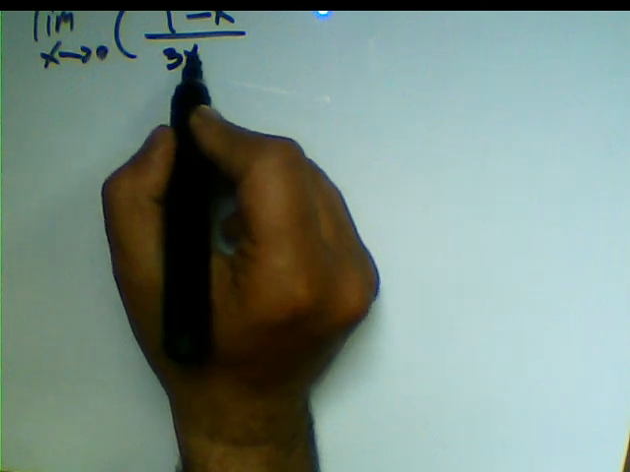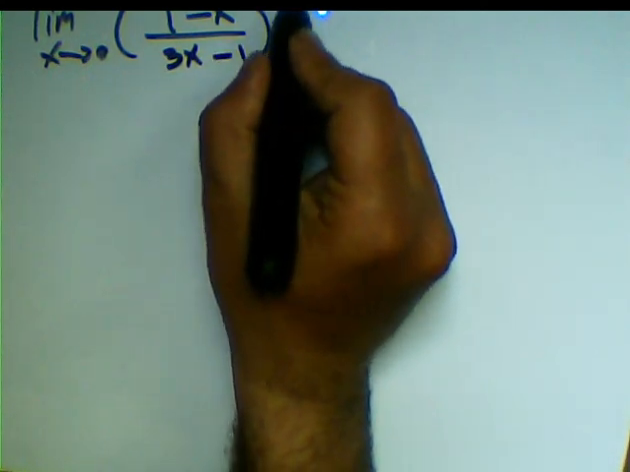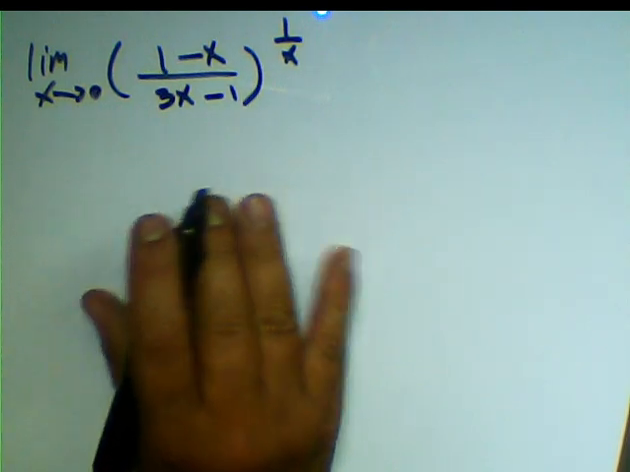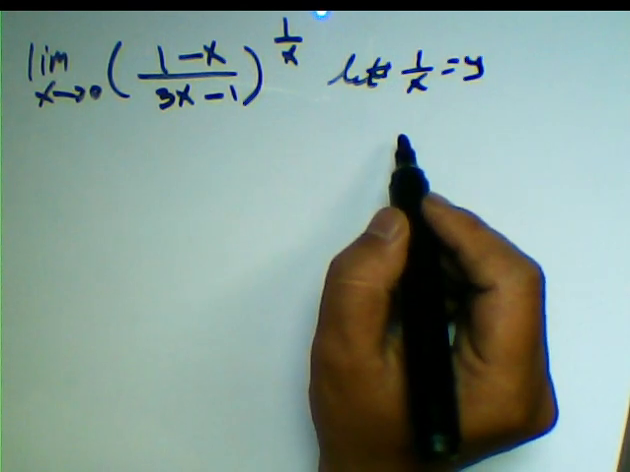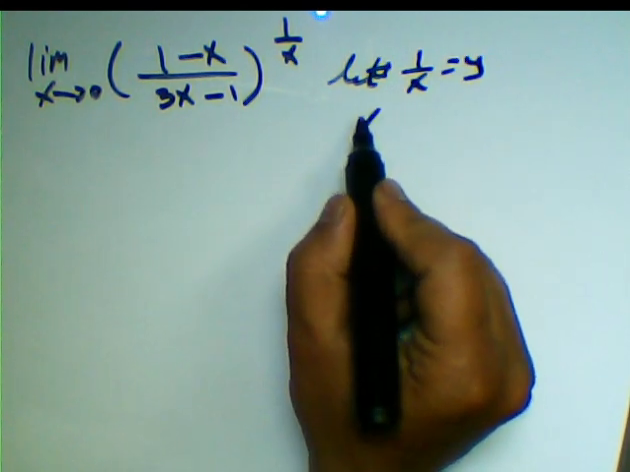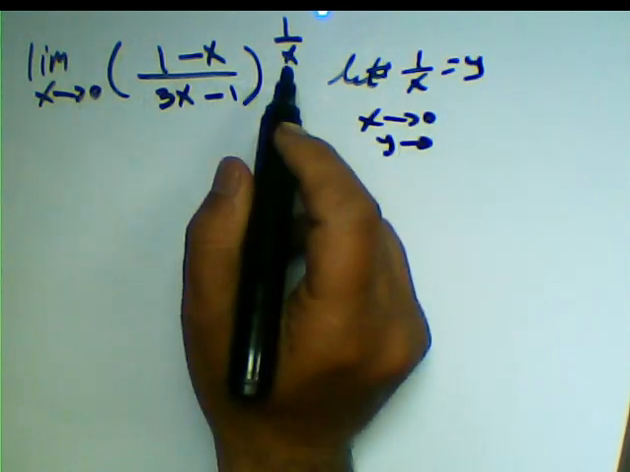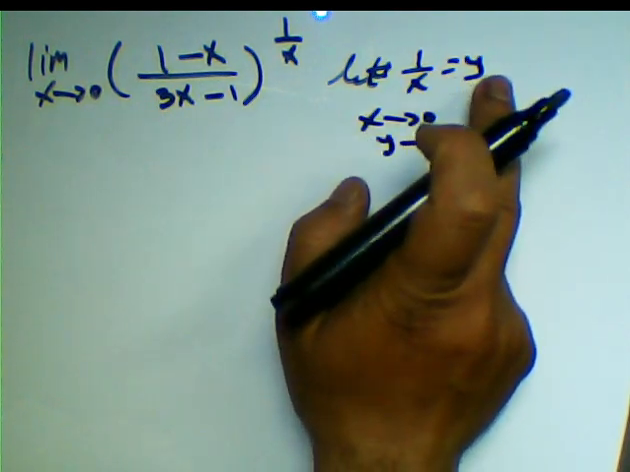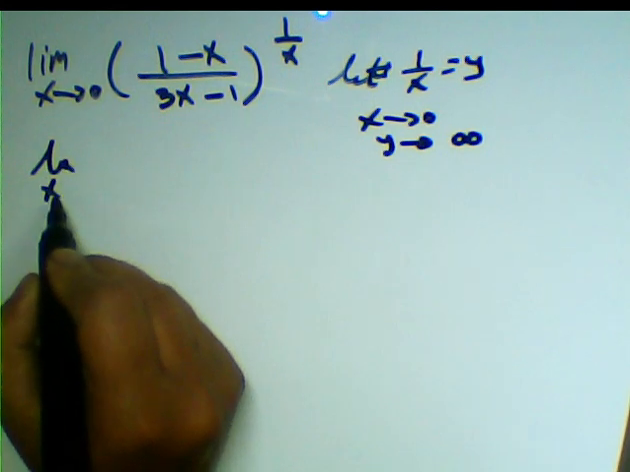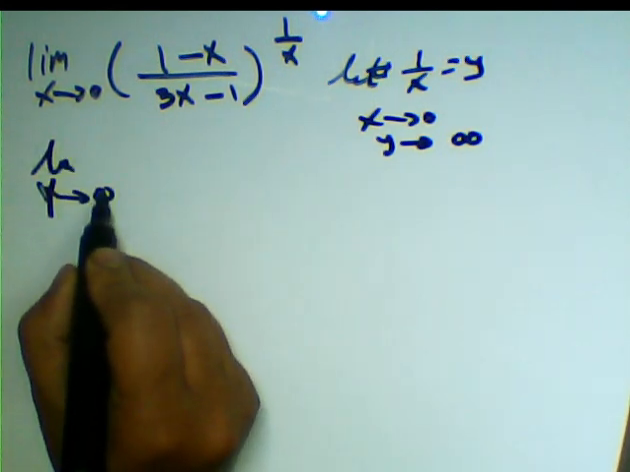Look at this question from the questions bank. Okay, this question is very important. Limit when x approximates to 0 of 1 minus x over 3x minus 1 all power 1 over x. Let 1 over x equal y, and when x approximates to 0, y will approximate to infinity, 1 over 0 is infinity. Look here. I will cancel x and write y approximates to infinity about this function.